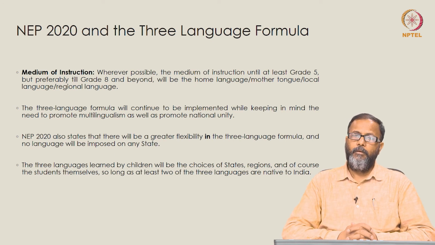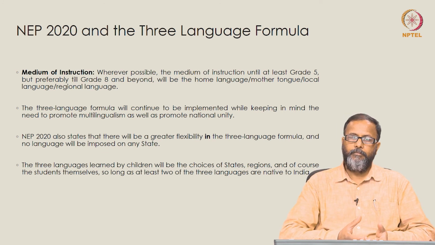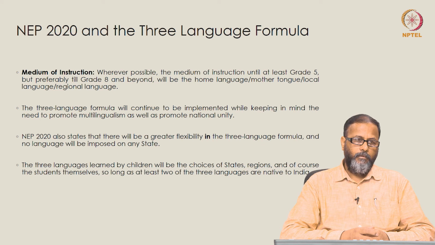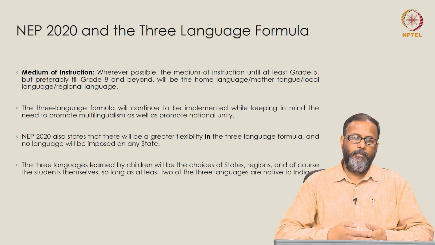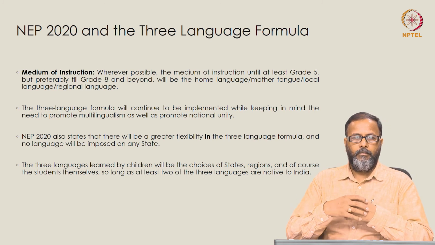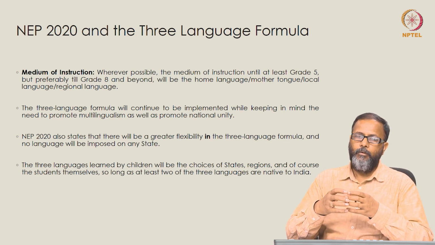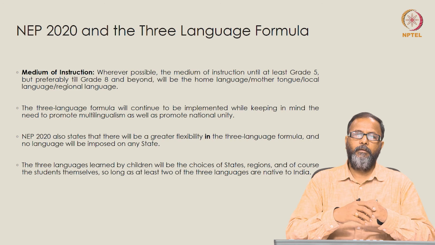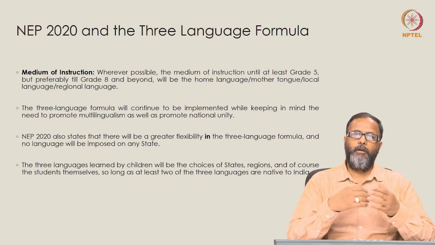Maybe there are cases where your mother tongue may not be the language of the local population. So we have multi-layered identities: mother tongue, home language, local language, regional language. So that will be the medium of instruction. It advocates medium of instruction to be in the home language or mother tongue or the regional language until class 5, and it desires to continue up to class 8, and then it becomes optional.